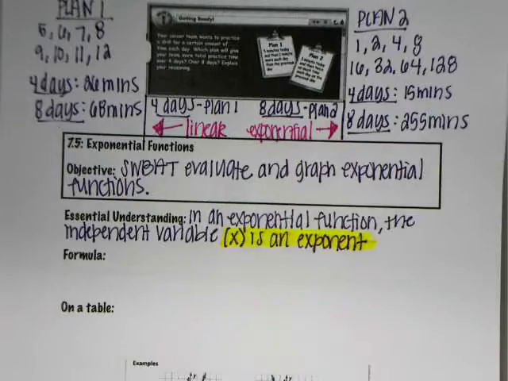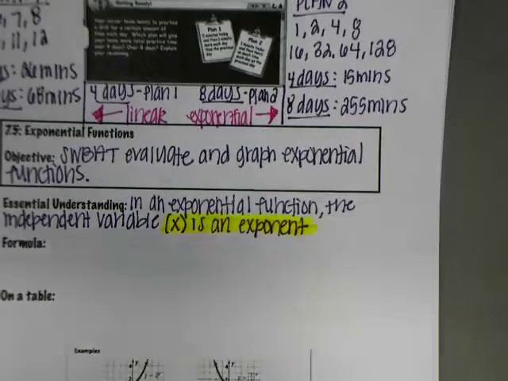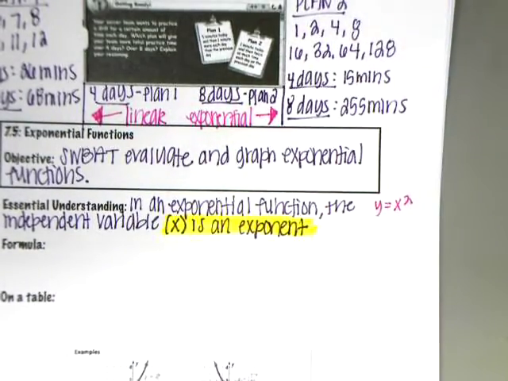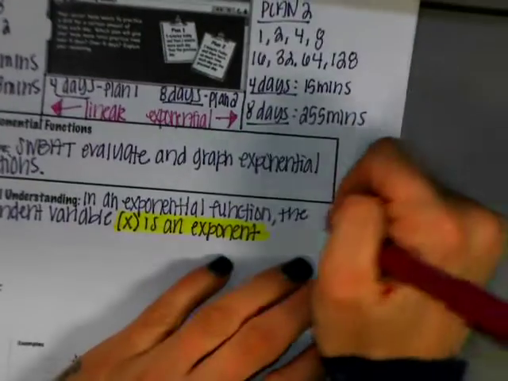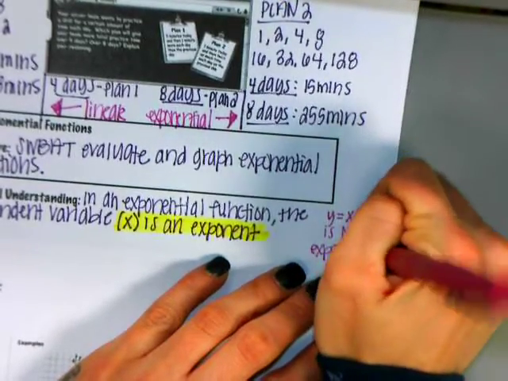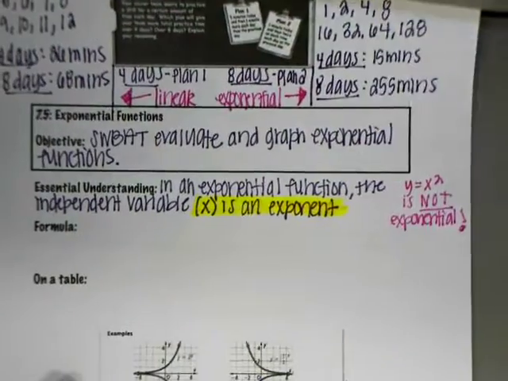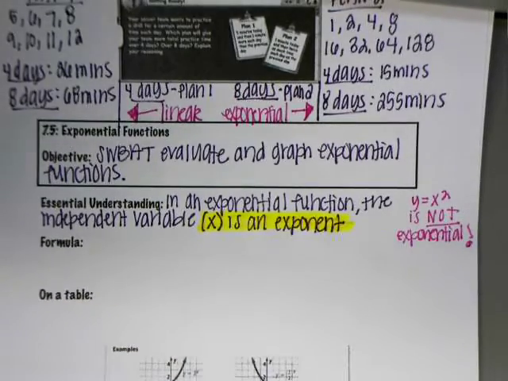So a little side note on this: just because it has an exponent doesn't make it exponential, okay? So for example, y equals x squared, that has an exponent, right? But is the x the exponent? No, what's the exponent? 2, yep. So just because it has an exponent, that does not mean it is exponential. The x has to be the exponent. That's actually quadratic, which is another unit we're going to do this semester.